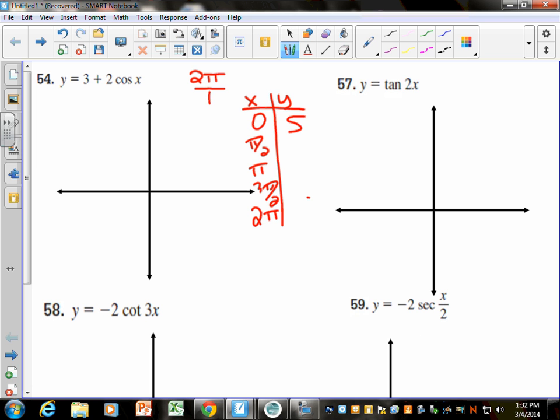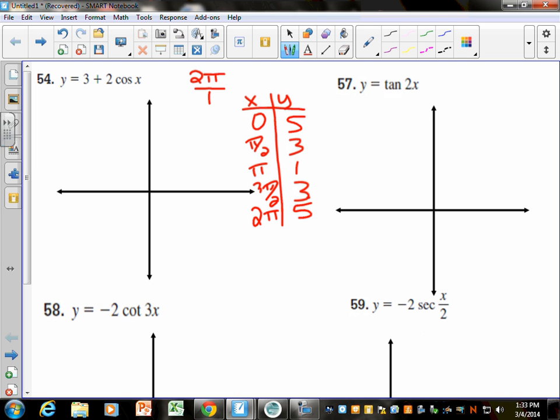Next is pi halves. Normally this goes to 0, but guess what? We're adding 3 to that. So 0 plus 3 is 3. Then at pi, normally we go down to negative 1. The 2 means that we would go down to negative 2, plus 3 means that that's actually going to be up at 1. Moving it up 3 units. Then 3 pi halves, back to 0, or in this case, back to 3, because I'm moving it up 3. And then for cosine and for sine, it should end where it starts, right? That's 1 complete period. If you get back to 2 pi, it should be the same as 0, which is 5. Which means it's still a pattern.